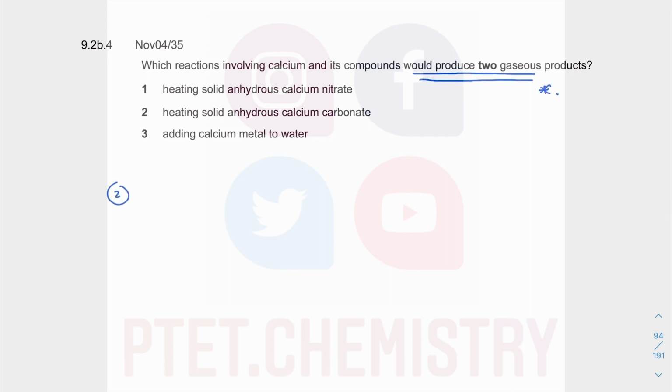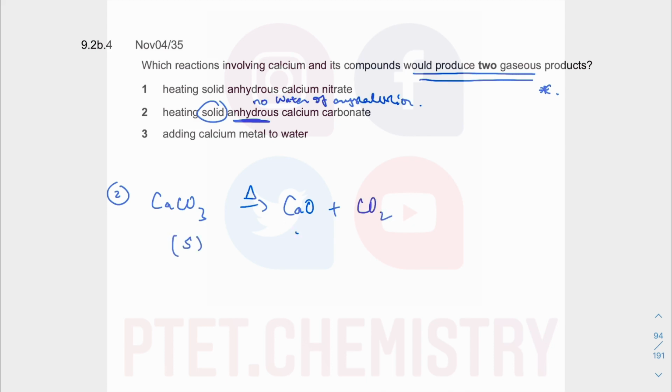If I check number 2, solid anhydrous, so no water of crystallization. You know that when you have water of crystallization, you can give off water vapor, right? So anhydrous calcium carbonate will decompose without any water of crystallization. It will just give you calcium oxide plus CO2. So it's that symbol, solid and gas. Just one gas produced, because it's anhydrous, there is no water of crystallization.